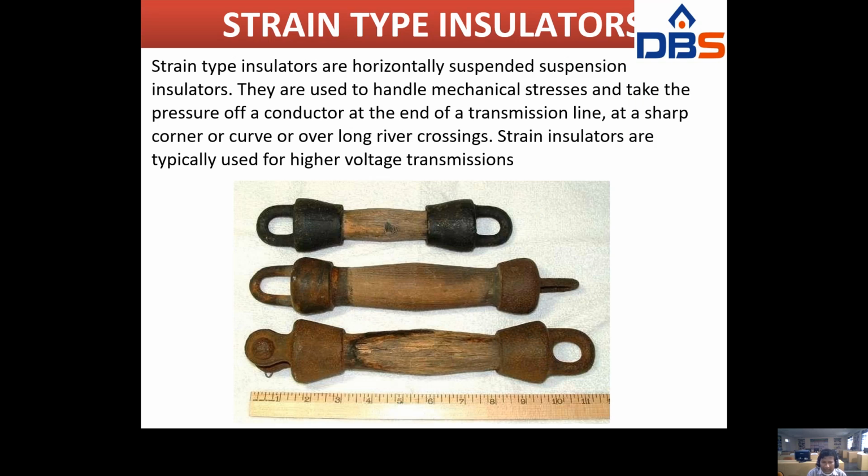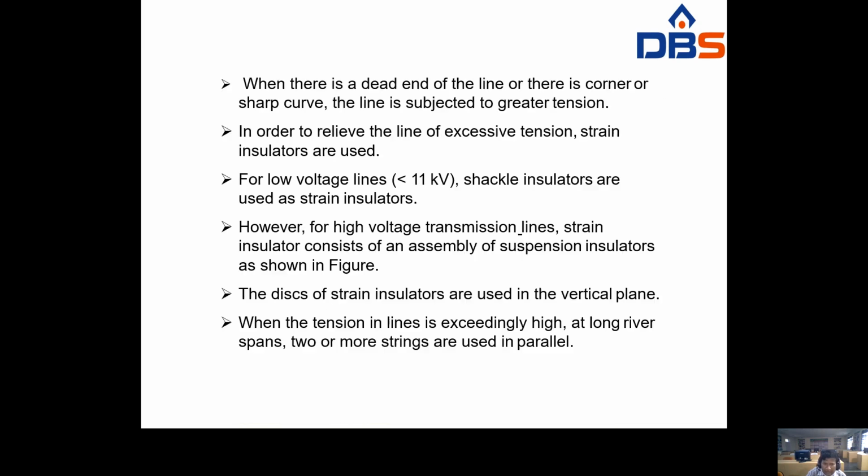Strain insulators are horizontally suspended by suspension insulators. They are used to handle the mechanical stresses and take the pressure of the conductor at the end of the transmission line. Mainly strain insulators are used at corners or curves or over long river crossings. So these are mainly utilized for higher voltage transmission systems.